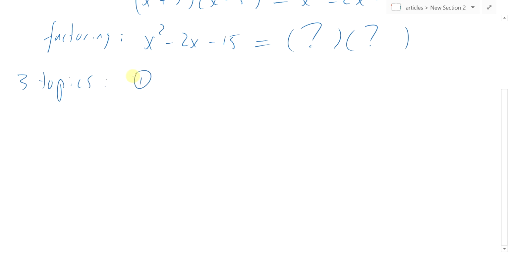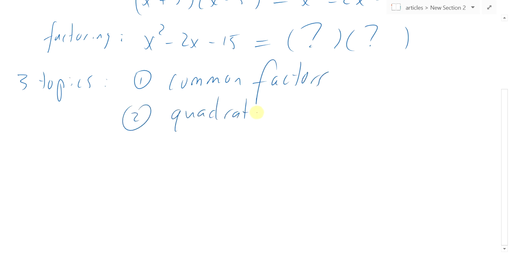So, 3 topics in this mini lecture here. First is common factors. Second is quadratics. And then the third is just some notes about when the procedures don't work and things to keep in mind.